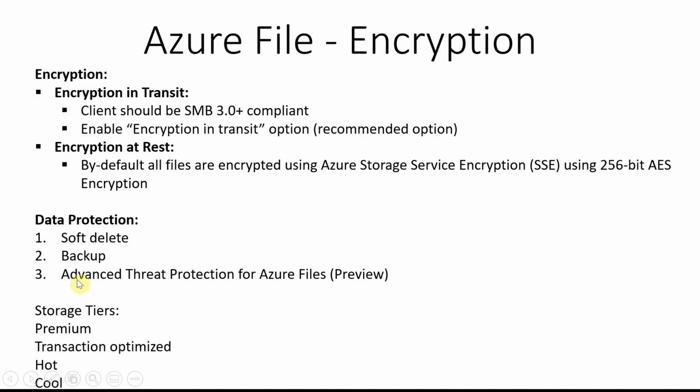And the third option is something very newly introduced, which is called advanced threat protection for Azure files. In fact, this came only in the last Azure Summit, I think. I think only at the last summit this was introduced. Advanced threat protection for Azure files can also help when a file is coming in, since the file can be prone to a malicious virus or something.